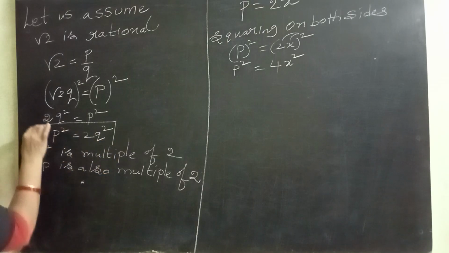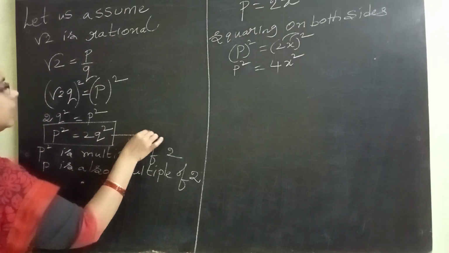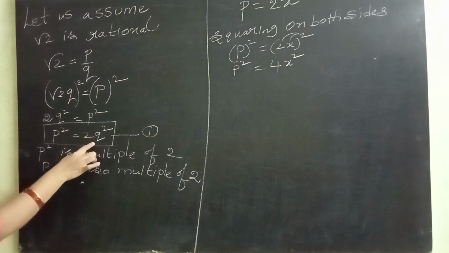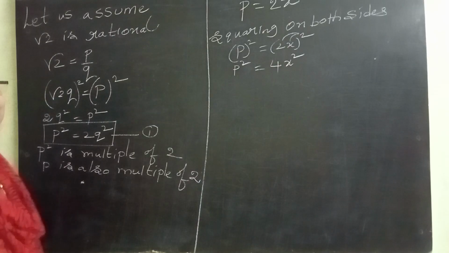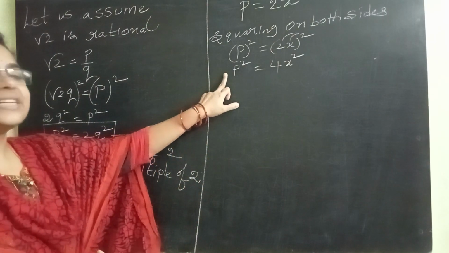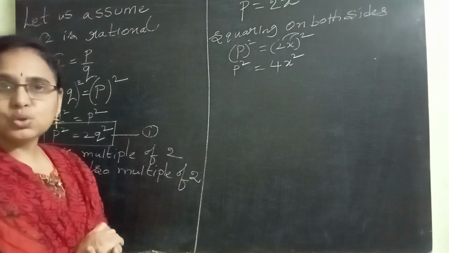But here we have some value. p square means how much? 2q square. P square means 2q square. I am substituting: instead of p square, it is 2q square.